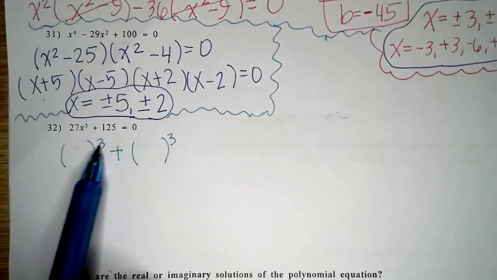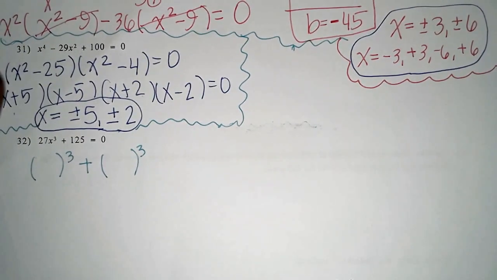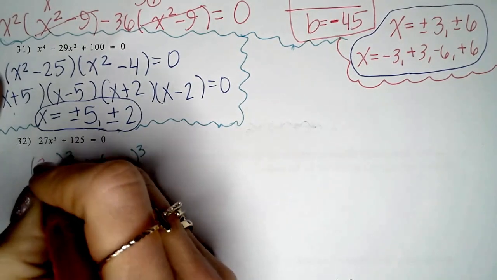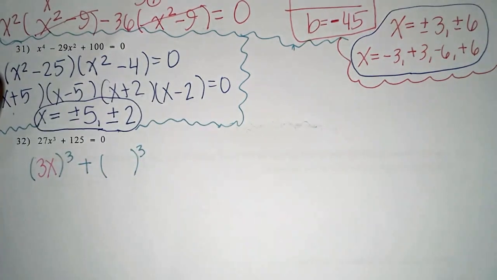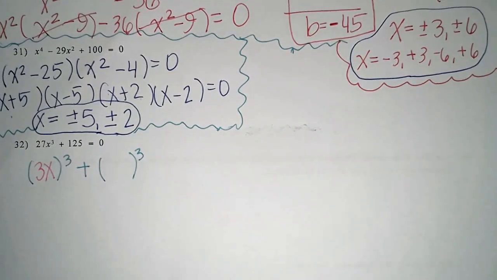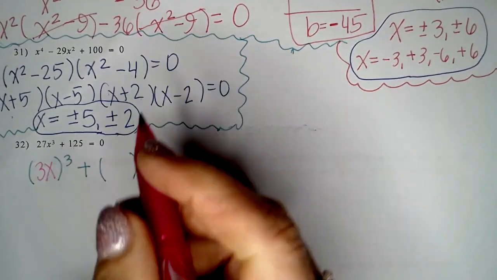What is going in this parenthesis right there? Can someone help me? 3 what? It is 3x. So you're asking yourself, what is being cubed to get 27x cubed, right? So one of the answers is 3x. Then here, what's being cubed to get 125?